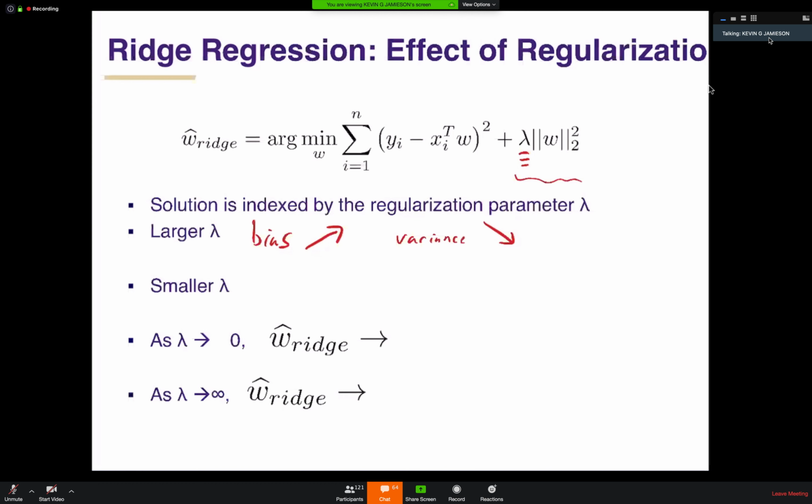Exactly. Thank you. And then, just to finish up the slides, as lambda goes to 0, w hat ridge goes to w hat, the least squares solution. And as lambda goes to infinity, w hat ridge goes to the all-zeros vector. That's obvious from just looking at this objective function. As lambda goes to infinity, it's just going to ignore the first term. And so it's going to be somewhere in between. So really what's happening is that ridge regression is interpolating between the least squares estimator and 0. It's shrinking the estimator towards 0.